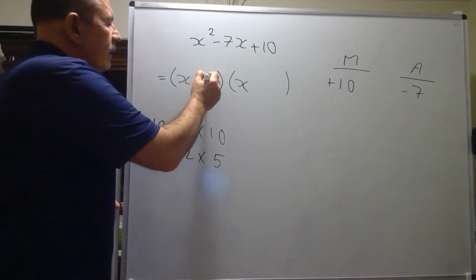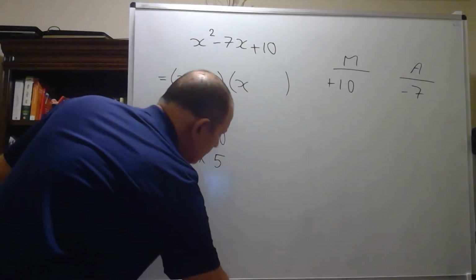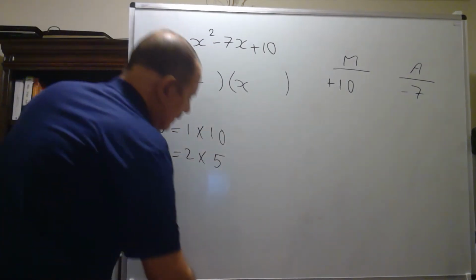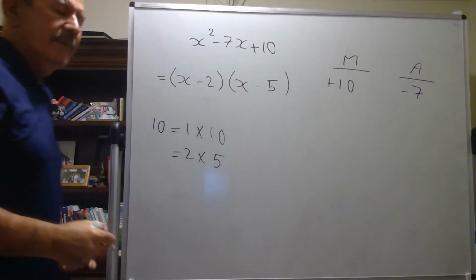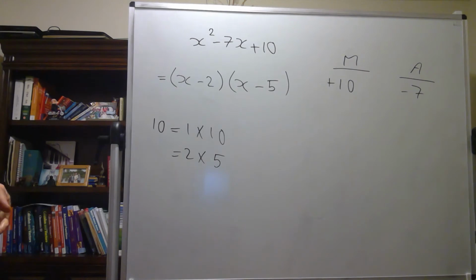So put one of the numbers here, negative 2, and the other one here, negative 5. That's it. We factored this trinomial. Another example.